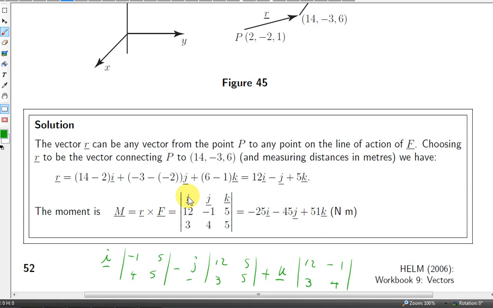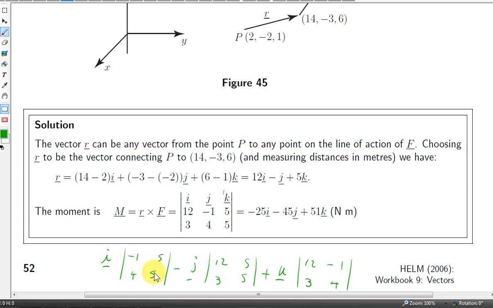So we take i and multiply it by the determinant of (-1, 5; 4, 5). And we assign that a positive sign. Then we go to the next entry in this row. We make it negative following the checkerboard pattern. So we minus j times the determinant of the matrix that's left when we cross out the row and column that j is on. So that's (12, 5; 3, 5). And finally we go to k. This has a positive sign in the checkerboard pattern, so we plus k, cross out the row and column that k is on, and take the determinant of the remaining 2 by 2 matrix.